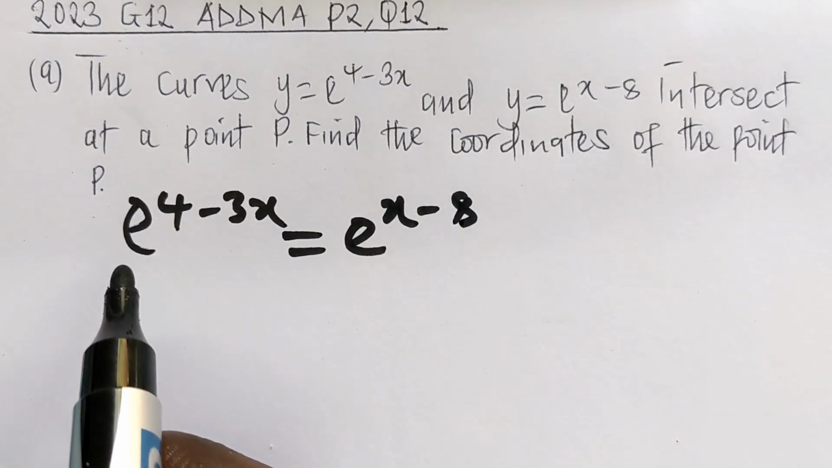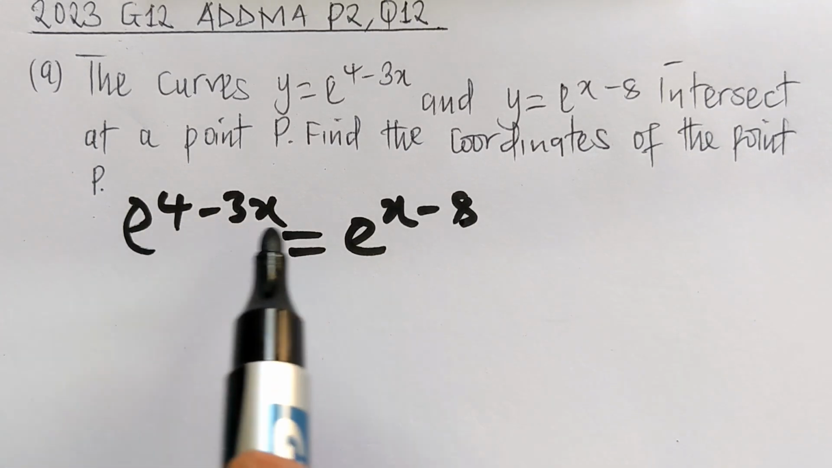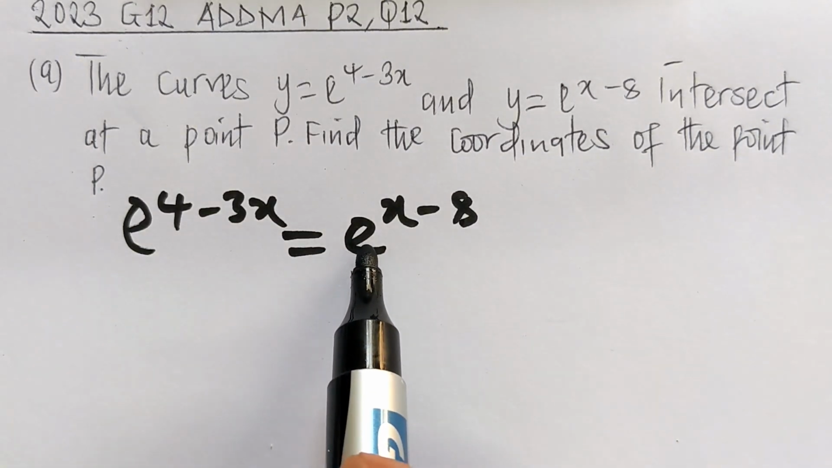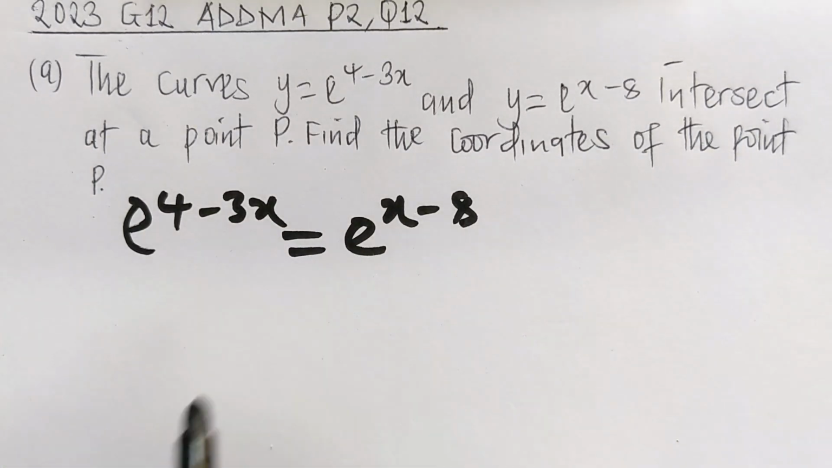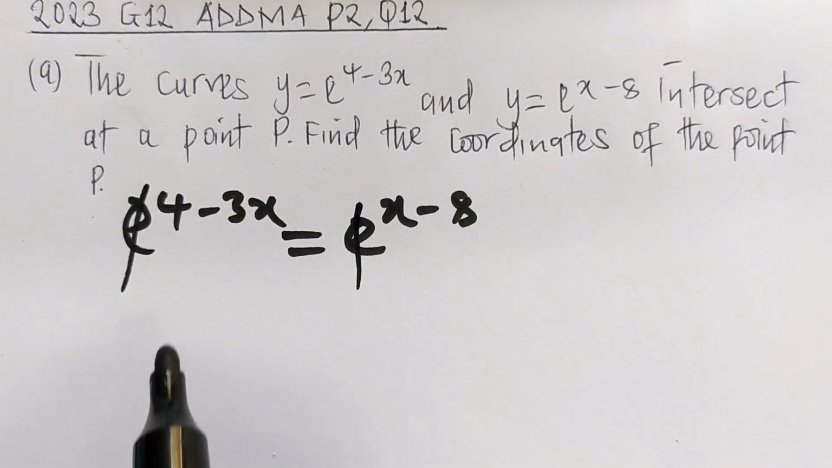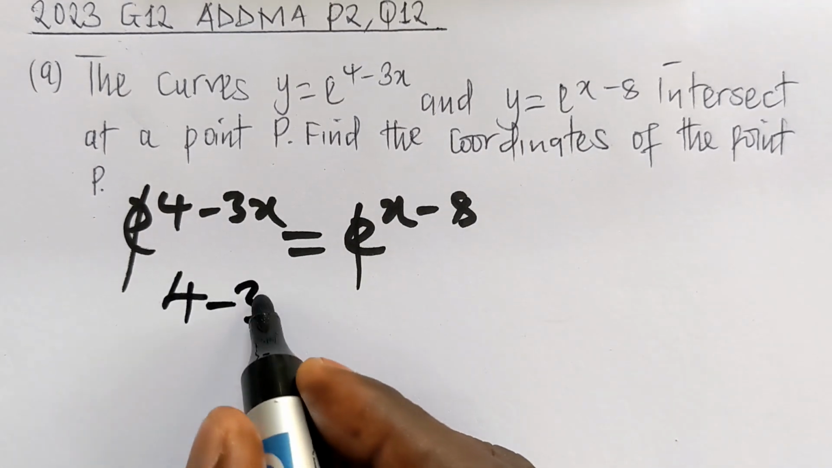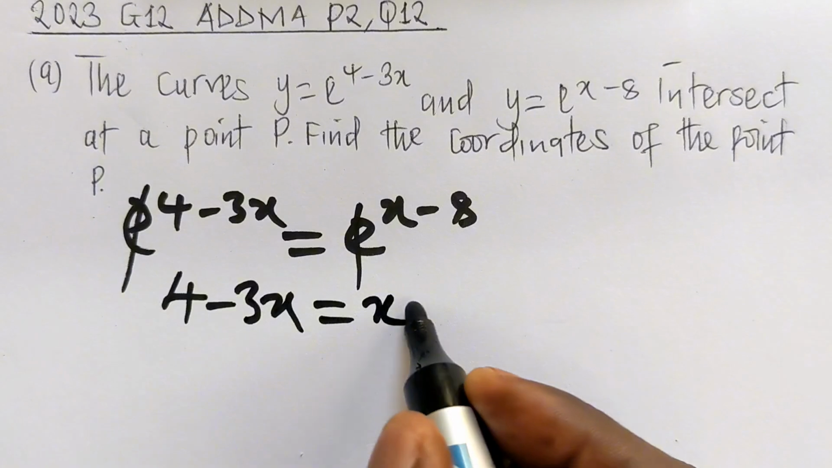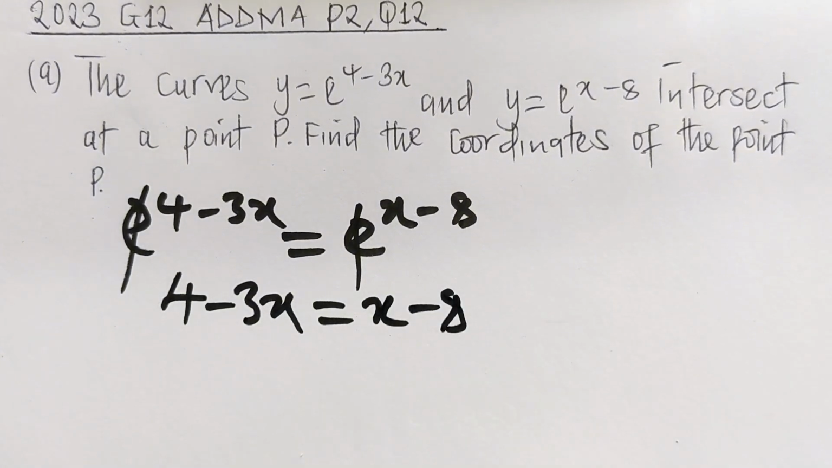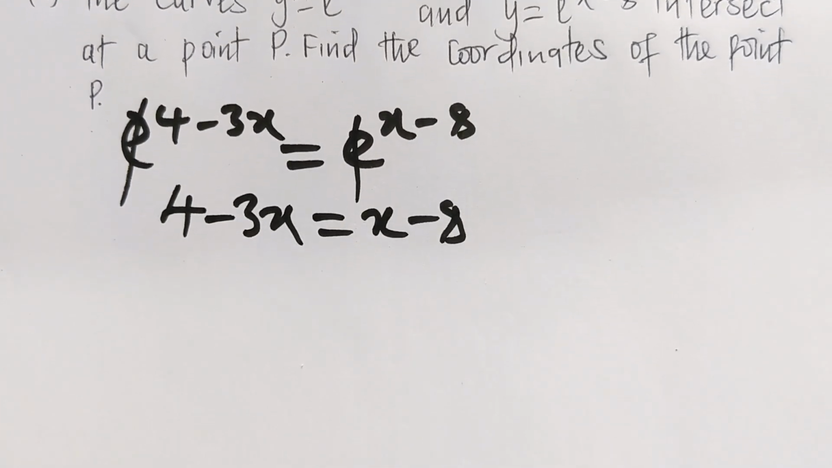If you've noted, the bases are the same. This exponential is equal to this exponential function, so the bases are the same, and we can equate the powers. So 4 minus 3x is equal to x minus 8. What we are going to do here is find the value of x.